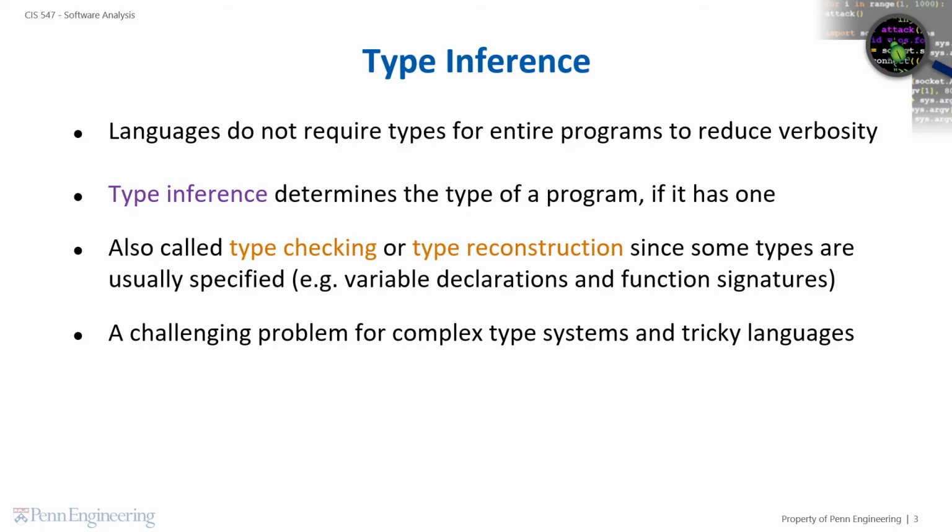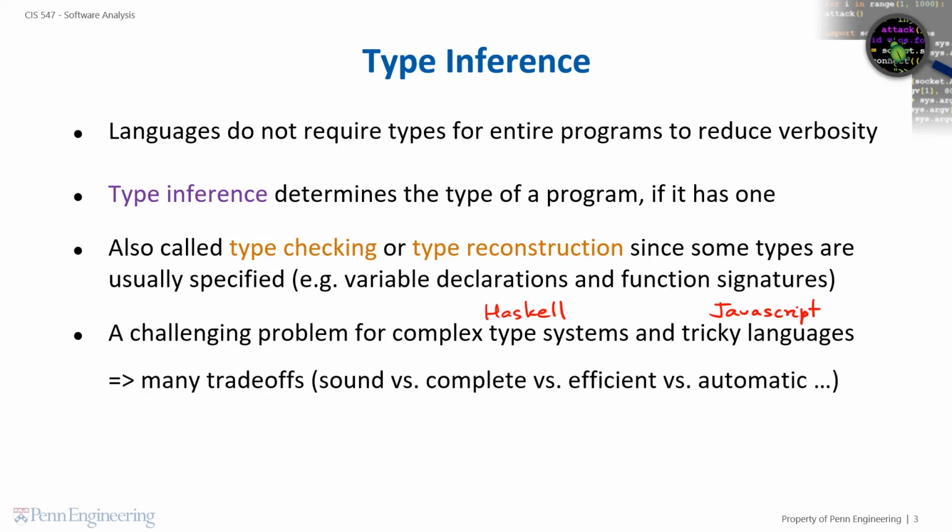Type inference is a challenging problem for complex type systems such as Haskell's, and for tricky languages such as JavaScript. Not surprisingly, akin to any software analysis, there are many trade-offs that a type inference algorithm has to strike in aspects such as soundness, completeness, efficiency, and automation.